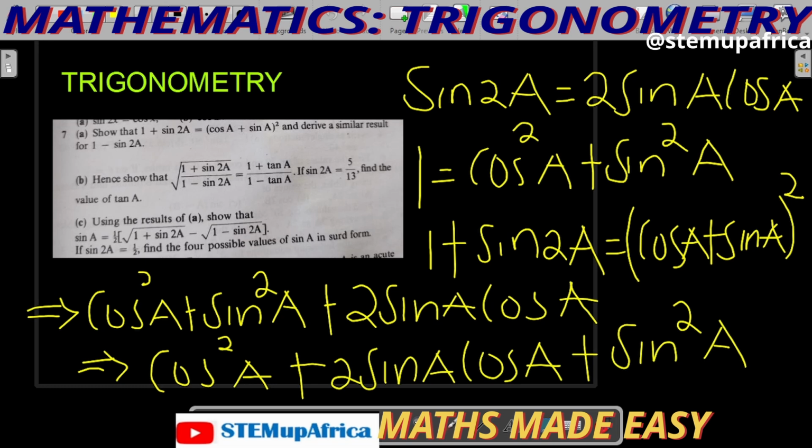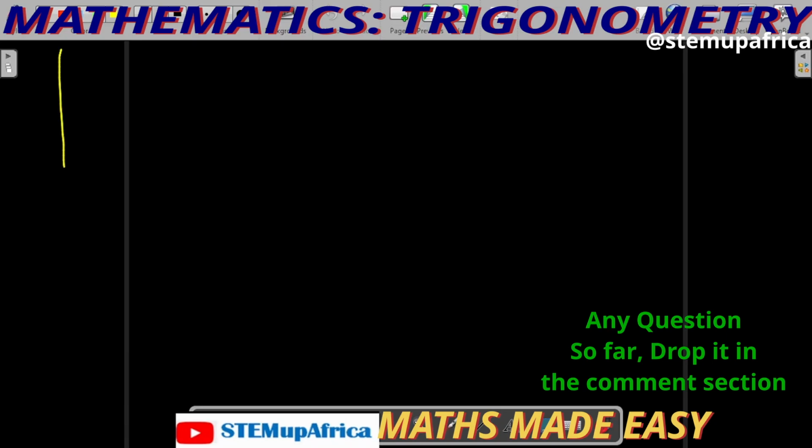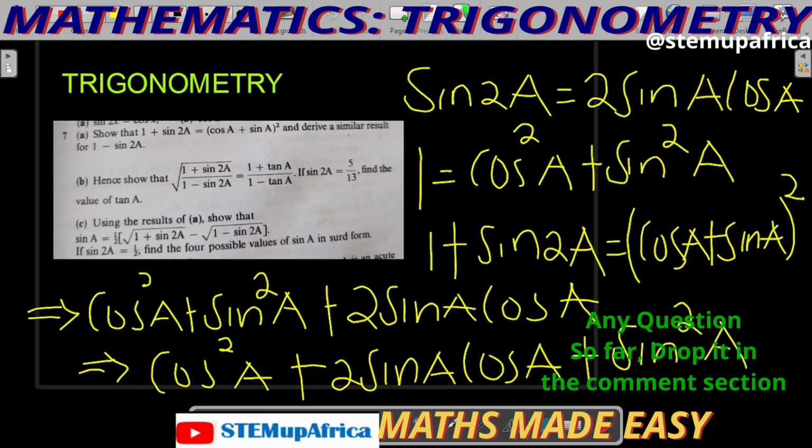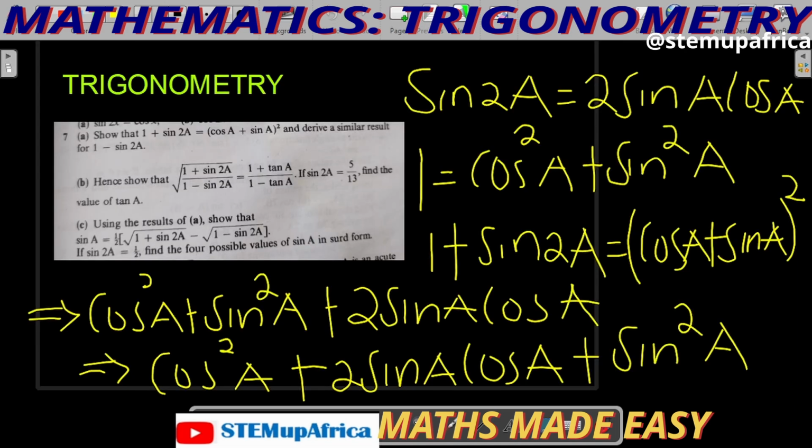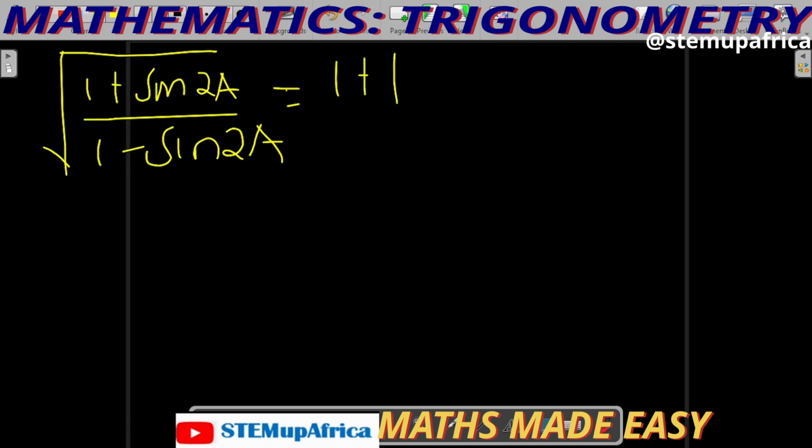Question 7B says, hence show that the square root of 1 plus sine 2A over 1 minus sine 2A is equal to that. So let's substitute the value of 1 plus sine 2A and the value of 1 minus sine 2A into the square root. Let's see what we have. So we're asked to prove that the square root of 1 plus sine 2A over 1 minus sine 2A is equal to 1 plus tan A over 1 minus tan A.